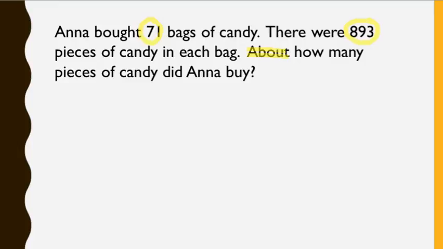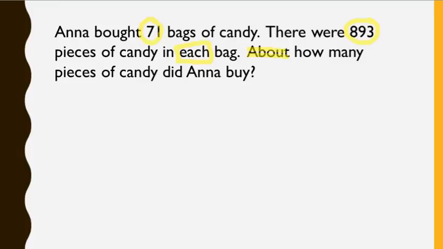So in this one, a key word that I'm looking at is the word each. So Anna bought 71 bags of candy, which, my goodness, Anna, that's a lot of candy. 71 bags. Let's pretend she's having a great big party for a lot of friends. So she has 71 bags of these candies, and in each bag, there's 893. Okay, so that tells me that we're going to be multiplying.